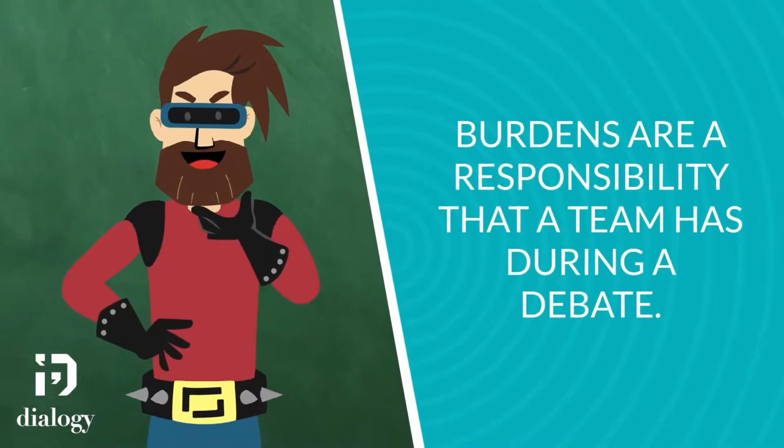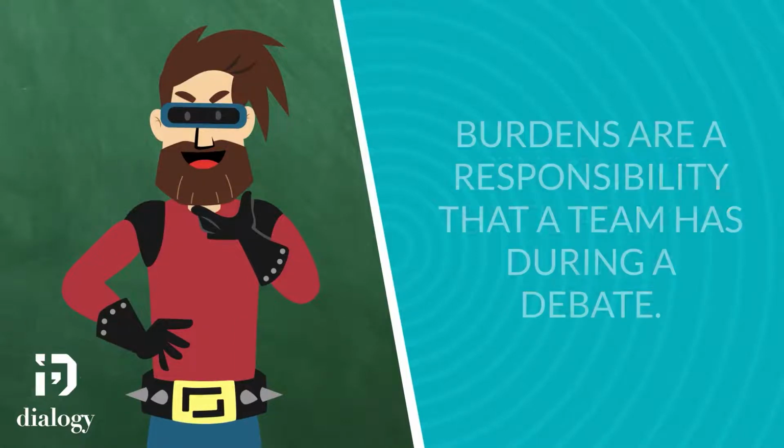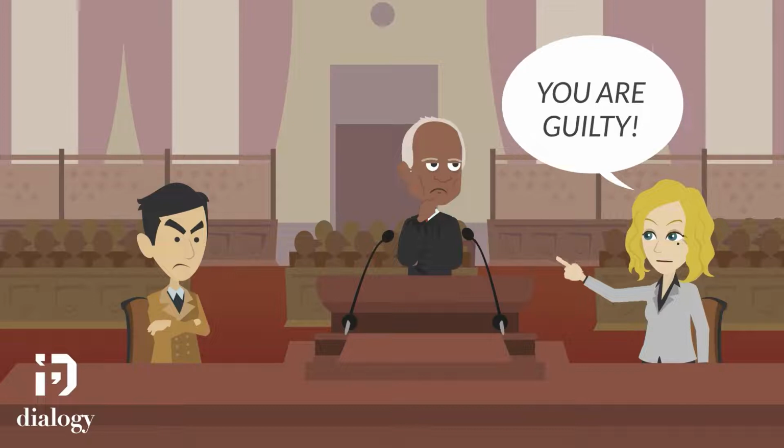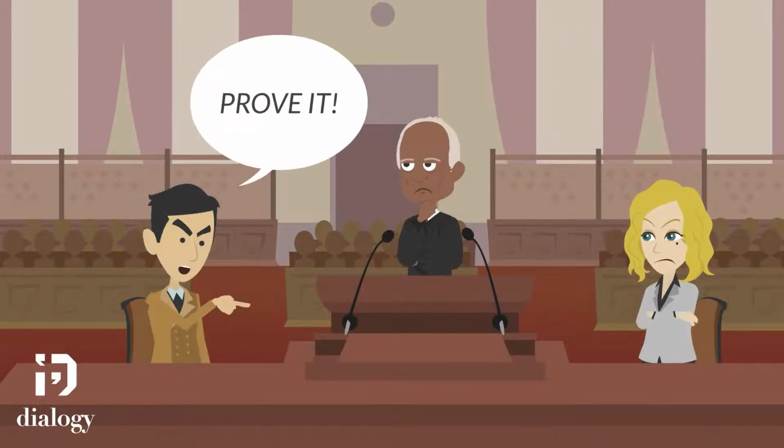You've probably encountered the concept of a burden of proof if you've watched a movie or TV show about a criminal trial. In criminal trials, a person charged with a crime is considered innocent until proven guilty. This means the prosecutor has the burden to prove that the accused person has committed the crime. The accused must prove that there is a reason to doubt that they are guilty.